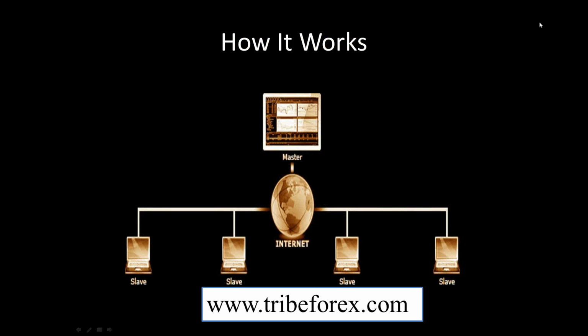So how it works. Basically, Tribe Forex is a trade copying scenario. Okay, so here's how it works. We have a master account. It's our Tribe Forex Master, okay? And basically, when we take a trade here, all of your accounts receive the signal, and you take very similar trades to the ones we take.